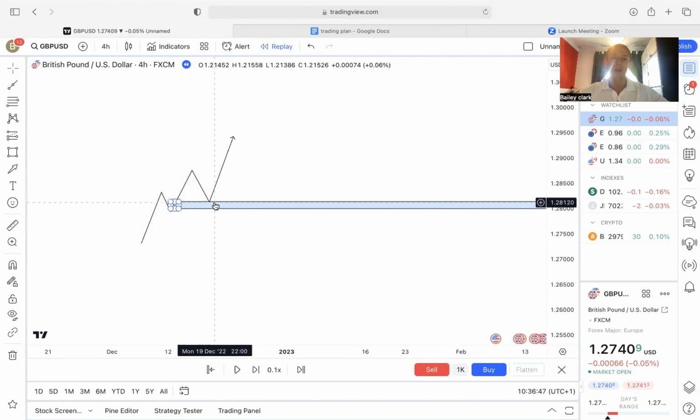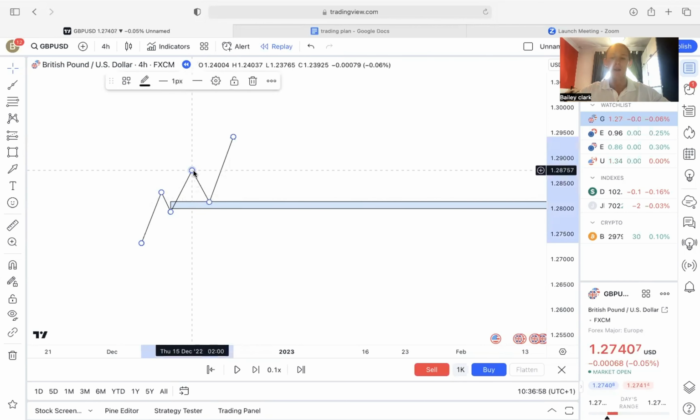We wait for price to retrace into some sort of area in line with the trend, and then we look for our lower time frame entry model, which I will go through in a second, for then further buys to take out that most recent high of the trend.